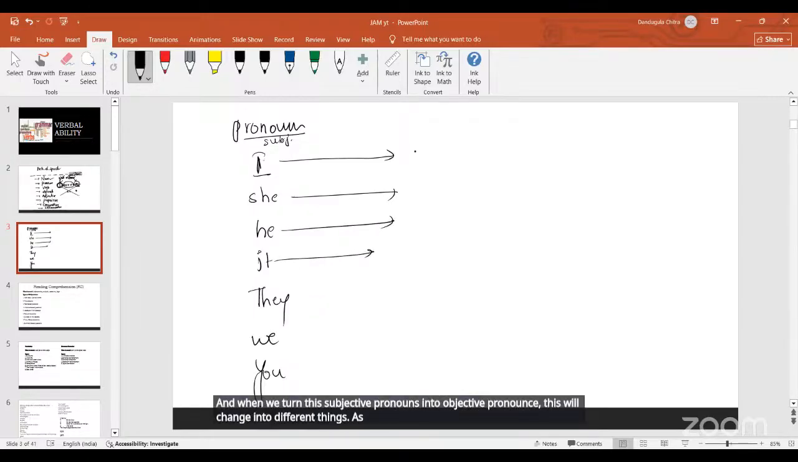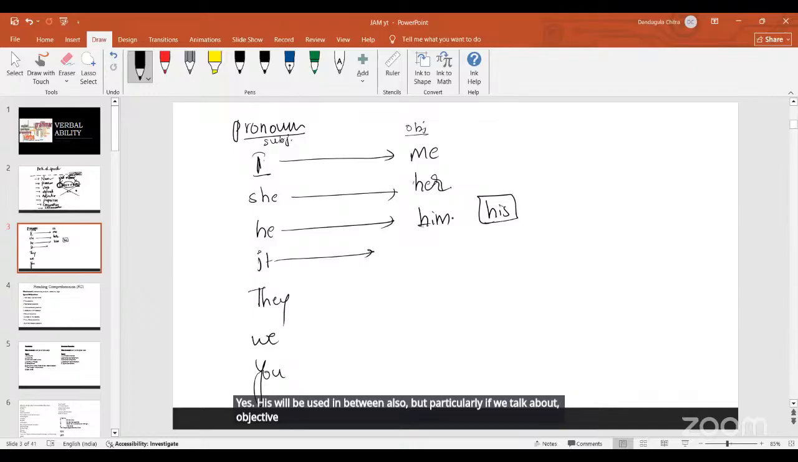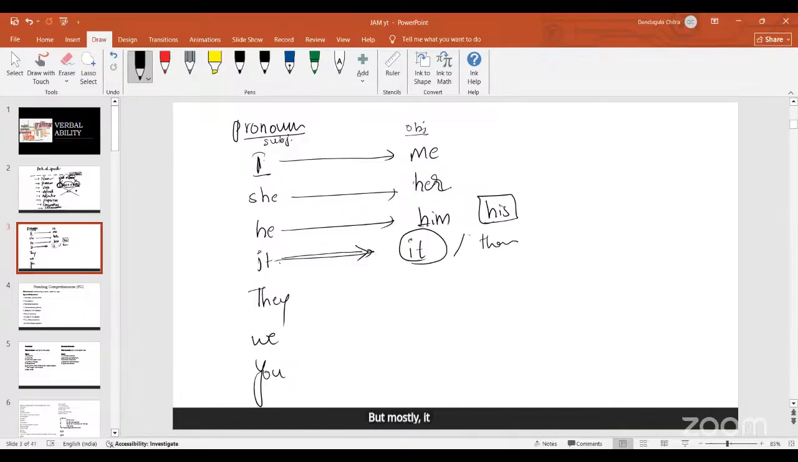I changes to me. She changes to her. He changes to him. His will be used in between also, but particularly if we talk about objective, then we can use him. It, that, so it will remain as it only. A few times that as well, but mostly it remains as it only.